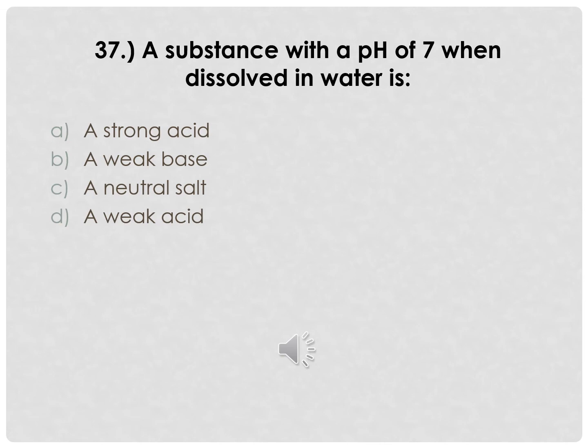A substance with a pH of 7 when dissolved in water is either A, a strong acid, B, a weak base, C, a neutral salt, or D, a weak acid. This question requires that we know a little bit about the pH scale.